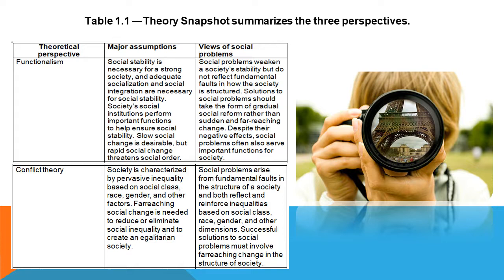The next theoretical perspective is the conflict theory. The major assumption for this perspective is that society is characterized by pervasive inequality based on social class, race, gender, and other factors. Far-reaching social change is needed to reduce or eliminate social inequality and to create an egalitarian society.